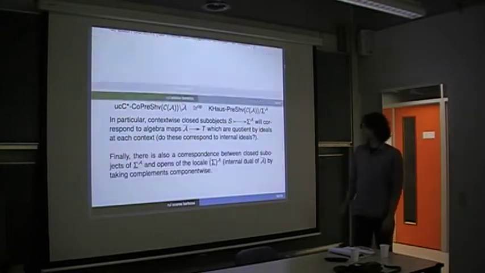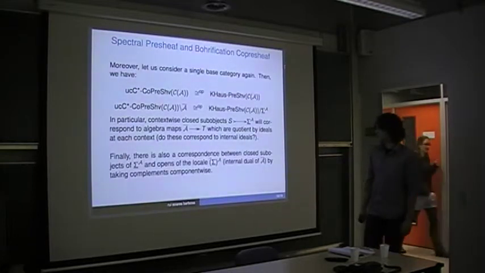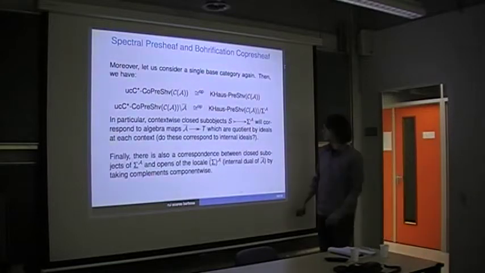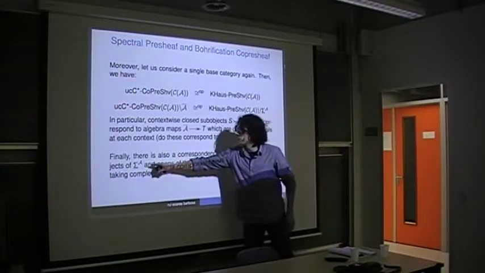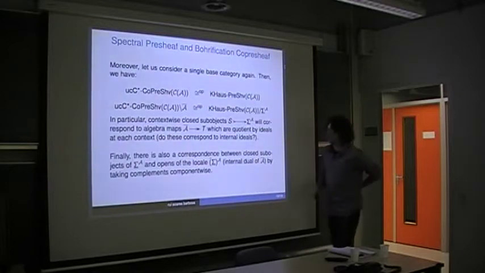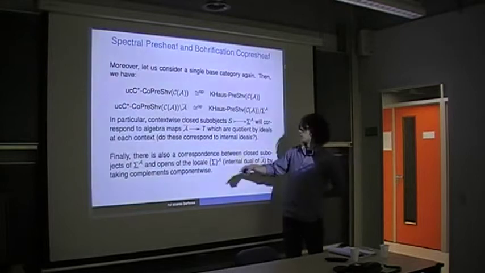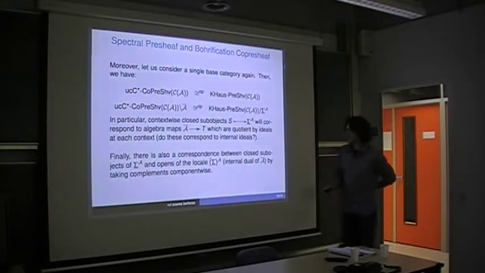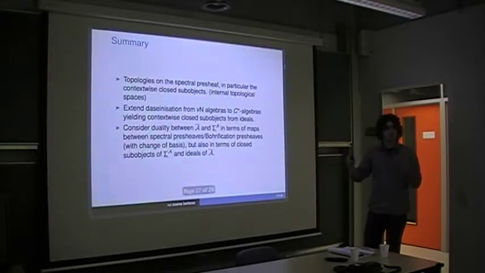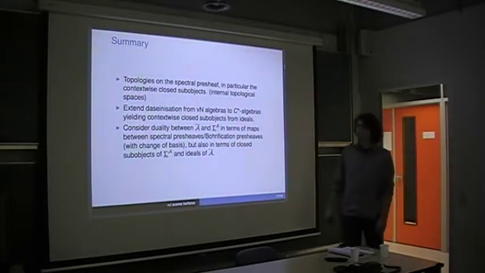Okay. Yeah, and I think there's also some correspondence between these closed sub-objects of the spectral presheaf that we've been talking about and opens of the internal locale that you get in the covariant approach by taking context-wise complements.